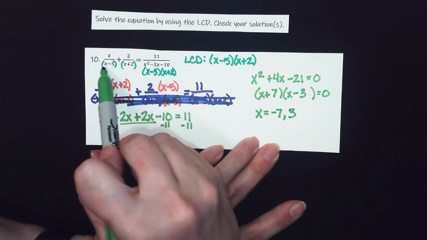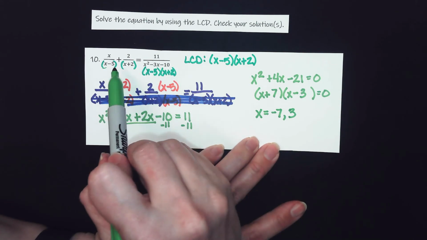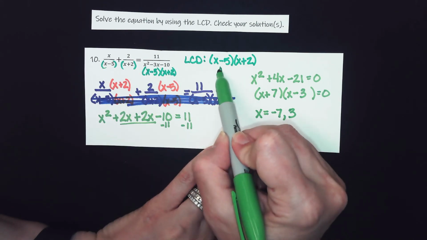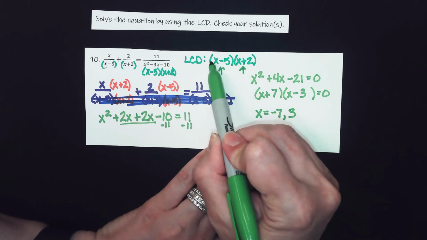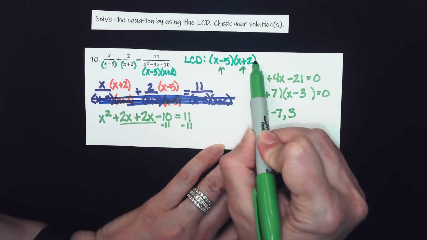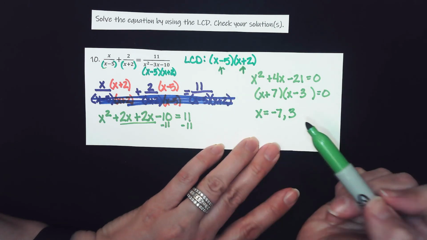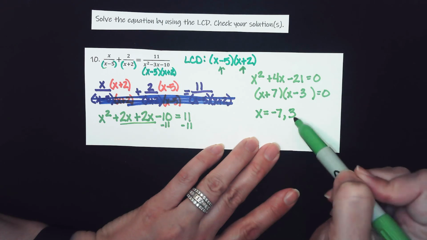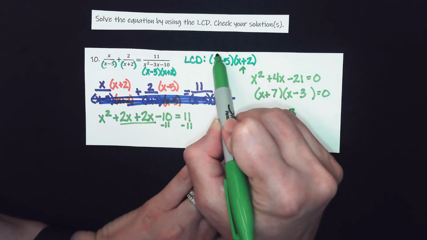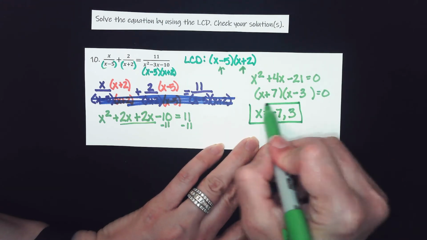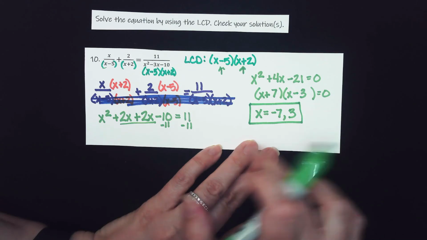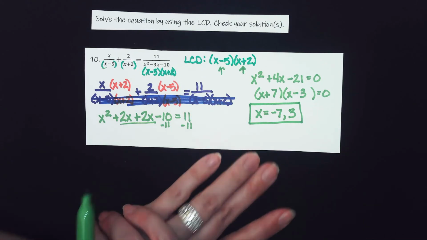Okay, so you can check them in each of the denominators here, but you can also just check them in your least common denominator. Okay, if I plug in a negative 7, I get negative 12. Plug in a negative 7, I get a negative 5. So I know negative 7 works. Plug in 3, I get negative 2, and I get 5. Again, none of those were 0, so my denominators aren't 0, therefore my answers work.